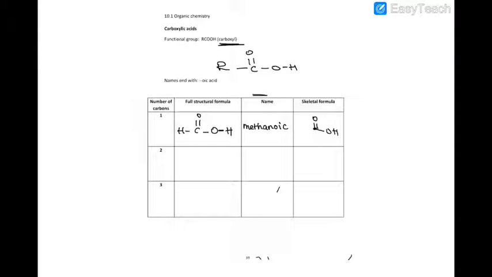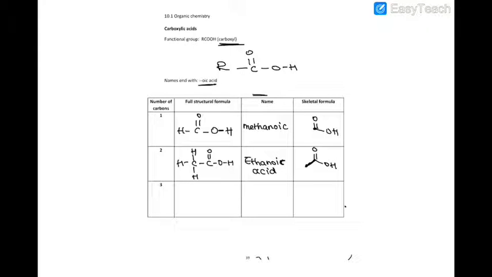Okay, two carbons. One will hold the COOH, and the other one is going to be a CH3. So this is ethanoic acid. All carboxylic acids end with the name oic acid. And the skeletal formula has two carbons here, and one holds the OOH bond.